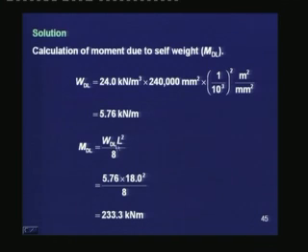From that, we are able to calculate the moment due to self weight, which is equal to WDL times L square divided by 8. L, the span, is equal to 18 meters, and once we substitute the values of WDL and the span L, we are able to calculate the moment due to the dead load, which is 233.3 kilonewton meters.